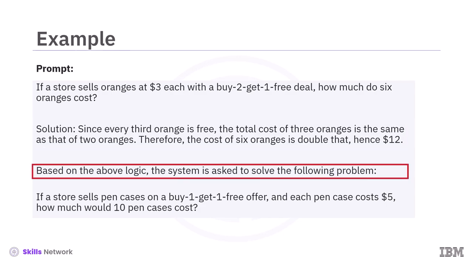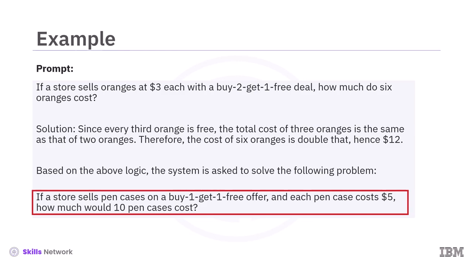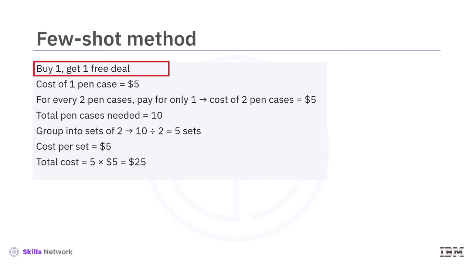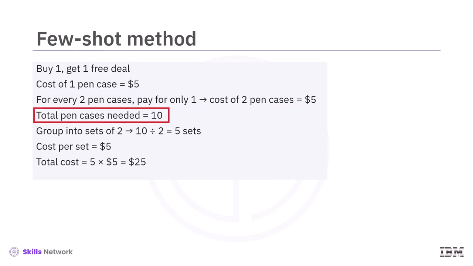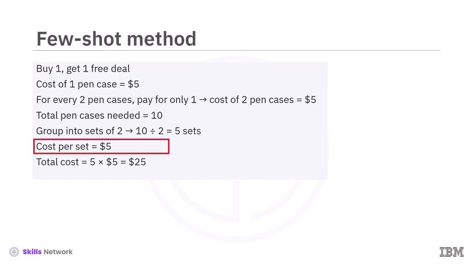Now, a similar problem is given to the system. This time, the question is about a store that sells pen cases with a buy one get one free offer, and each pen case costs $5. Using the same chain of thought reasoning, the system first understands the offer structure and then generates the response based on the reasoning provided as a sample example within the prompt. It is thus able to reach the correct answer. The cost will be $25, since out of 10 pen cases, only 5 will be paid for.